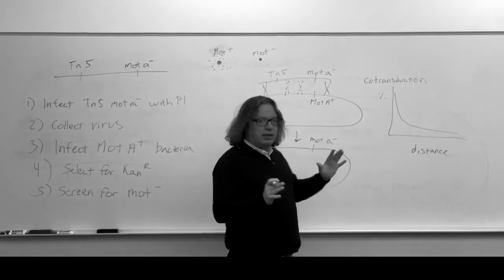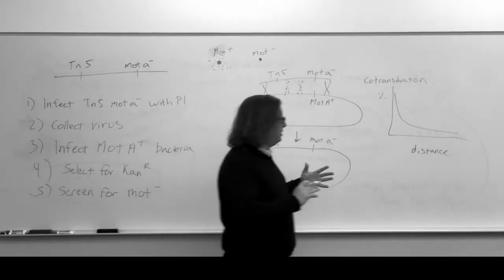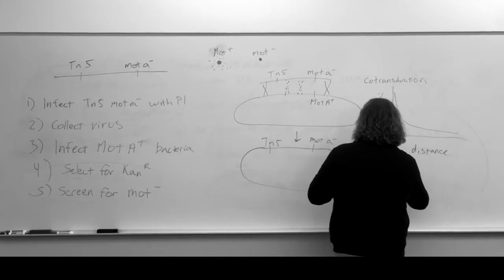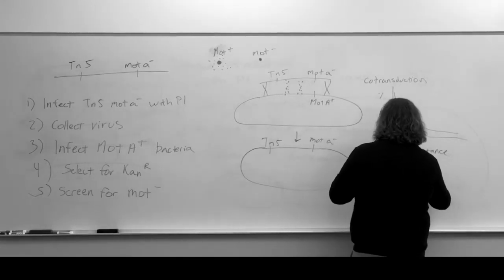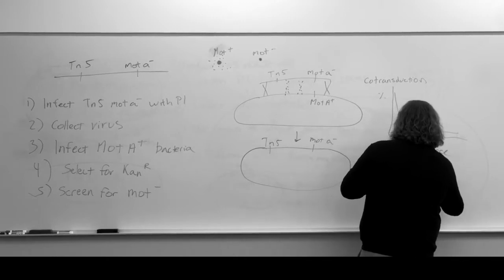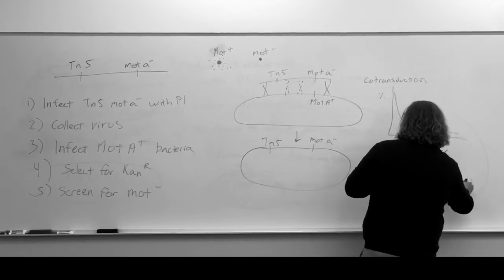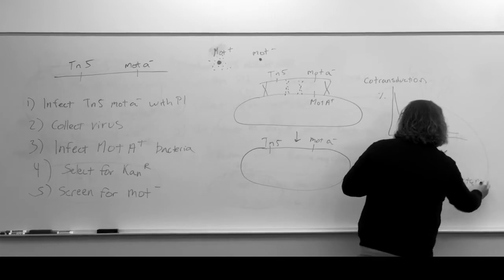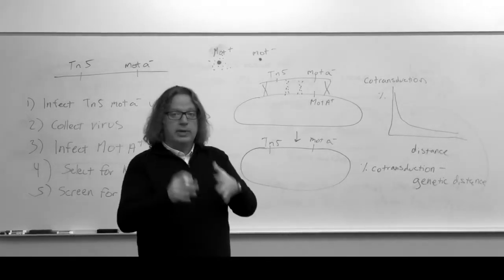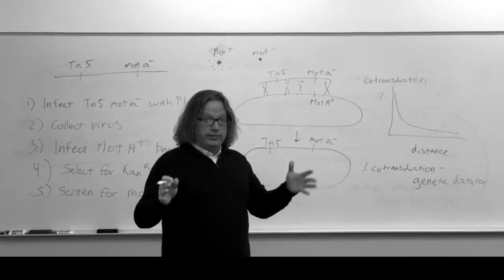And so this is really a metric of genetic distance. So percent co-transduction is a genetic distance. Since we're simply asking what percent of time is there recombination between two different loci.